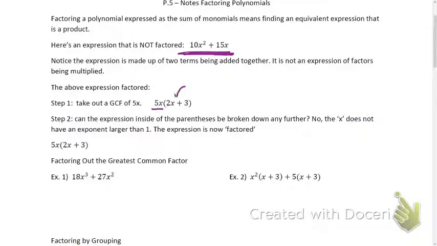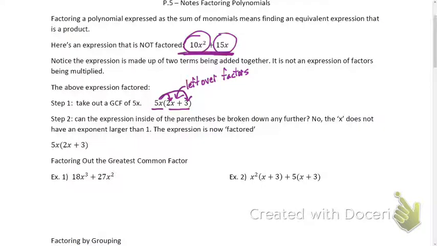And then these right here are the leftover factors. What you need to do is ask yourself, what would I multiply the GCF, 5x, by to get what we started with? So 5x times what gives you 10x squared? 5x times what gives you 15? And that's where the 2x plus 3 comes from.